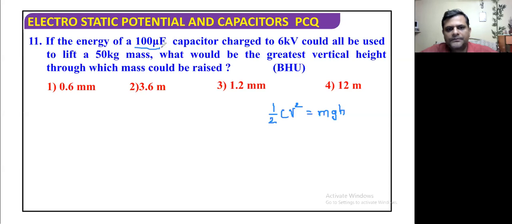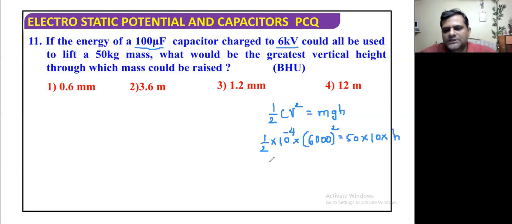100 microfarad and V is going to be 6 kilovolt. So if we just have this as half into C, which is 100 microfarad, that means it will be 10 raised to minus 4 farad, and V is going to be actually 6 kilovolt. तो किलो मतलब 10 raised to 3, तो ये बन गया 6000 वोल्ट. तो इसलिए 6000 वोल्ट और उसका स्क्वायर हमको करना है. And that is going to be equal to mass, which is 50, into gravity, which is 10, and h to be found out. So keep it as it is.